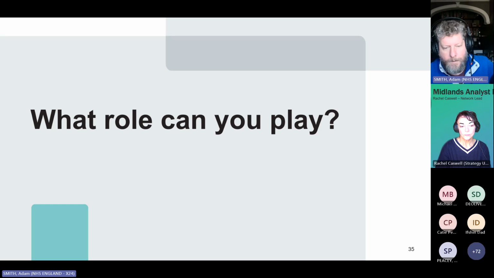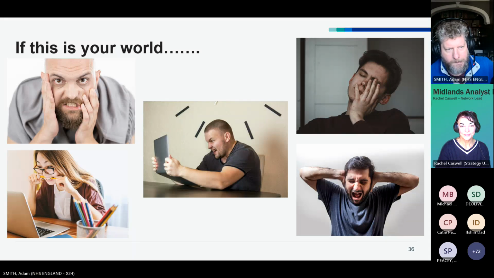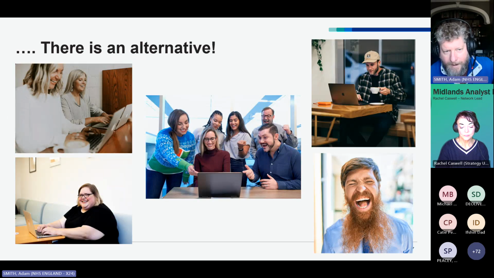So on to what role you can play. Sam went a bit superhero crazy on this one. So you can be the superheroes. So if your world is like this, if you have these types of reactions when you have to do anything, I know that a long time ago I had lots of these reactions, if not all of these reactions. There is a different way. There is an alternative. You can be happy. You can have a hipster beard. You can hang out in coffee shops and be really pleased about the work you're doing with SPC charts.